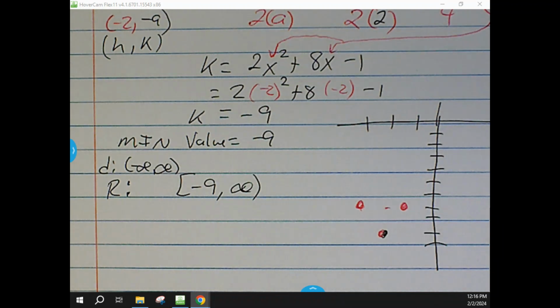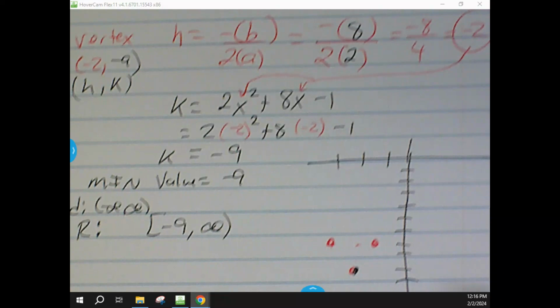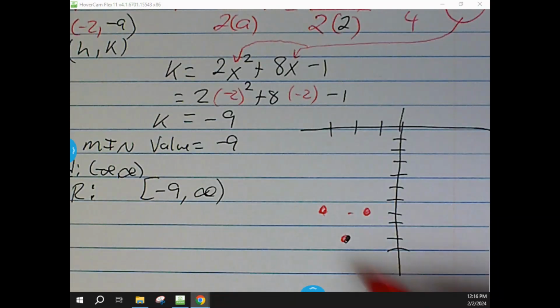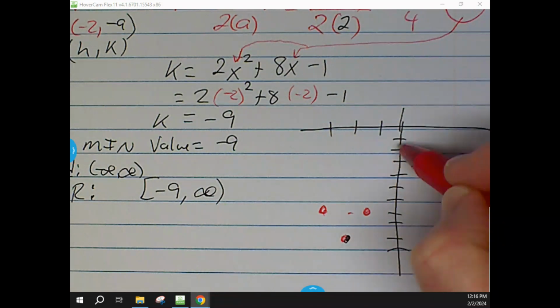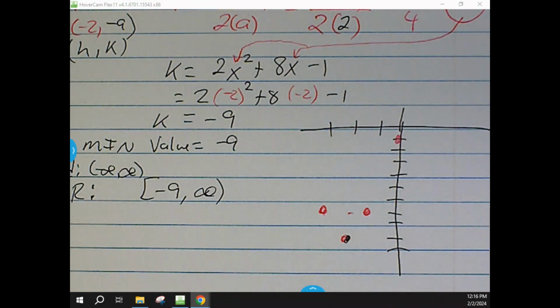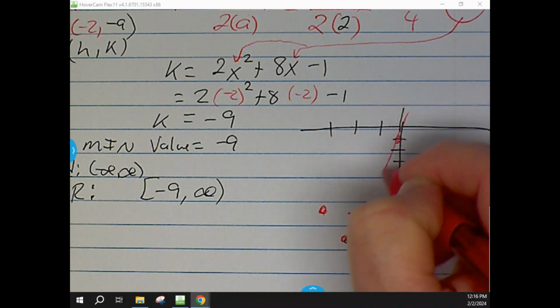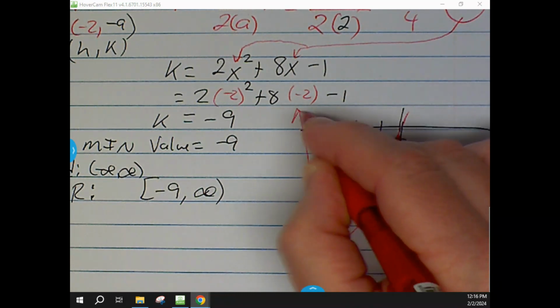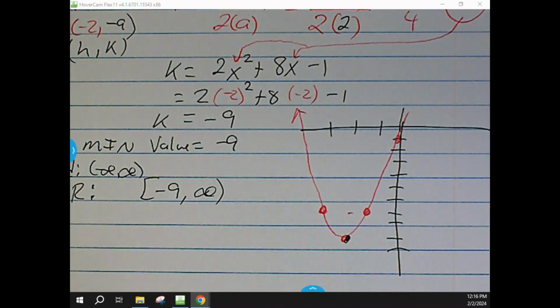All right, now one little thing we have for this one on the graph, and we'll scroll back down a second. We know the y-intercept's at negative 1, so after we draw this U-shaped graph here, it's got to cross through at negative 1. So then it would look something like that.